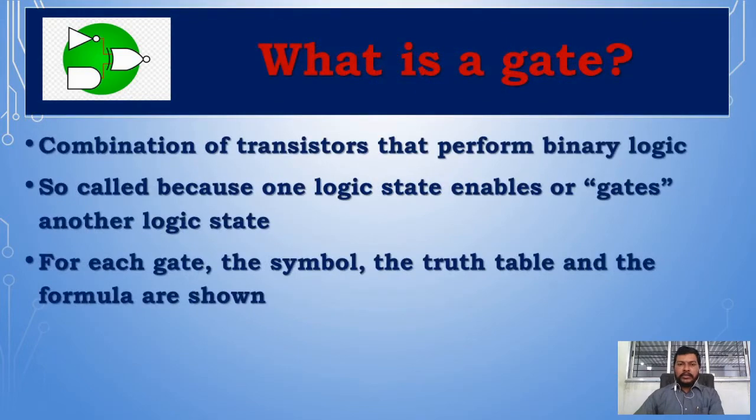Now the first and foremost question is, what is a gate? A gate is a combination of transistors that performs binary logic. The logic gates are called logic gates because one logic state enables or gates another logic gate. For each gate, the symbol, the truth table and the formula are shown with them.